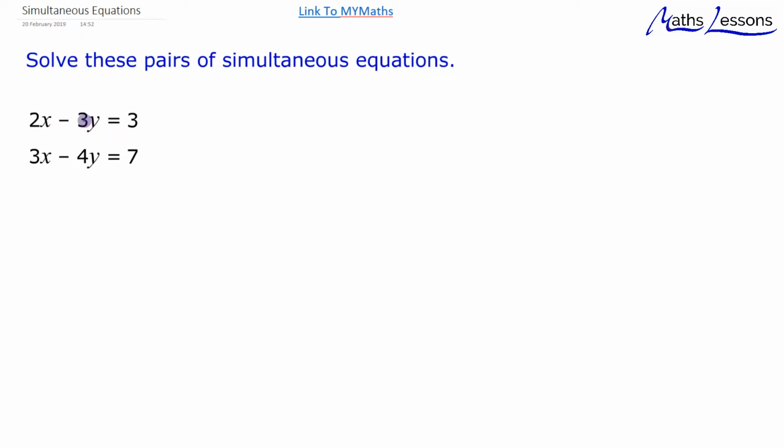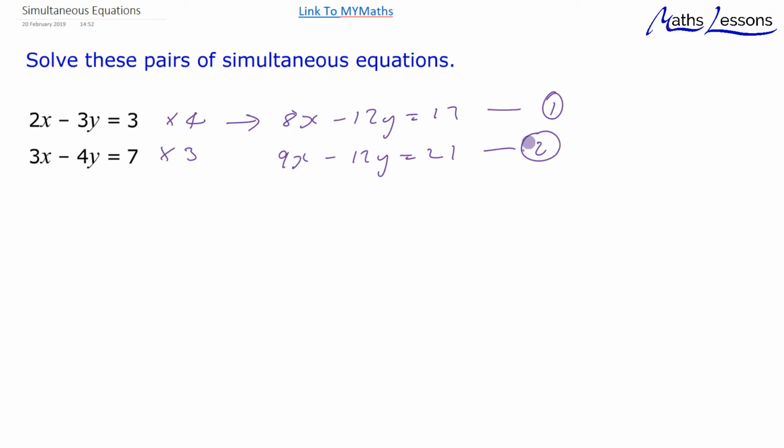because I don't like getting rid of the negatives. I'm going to times the top one by 4. I'm going to times the bottom one by 3. That means I get 8x minus 12y equals 12. And then I'm going to get 9x minus 12y equals 21. Those are equation 1 and equation 2 at this stage.